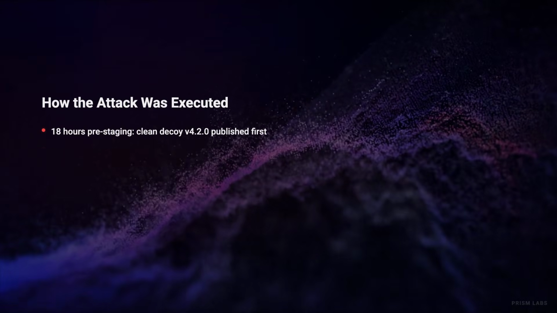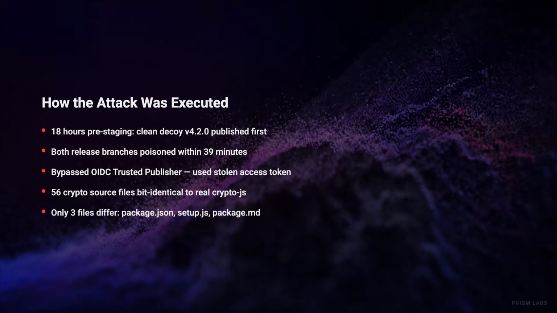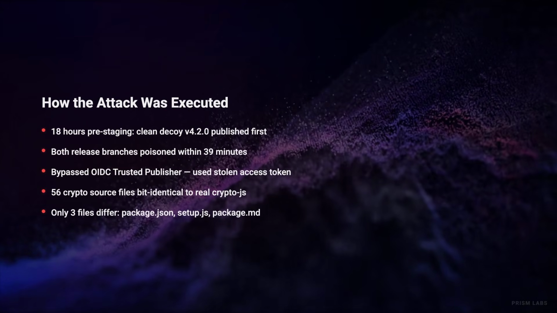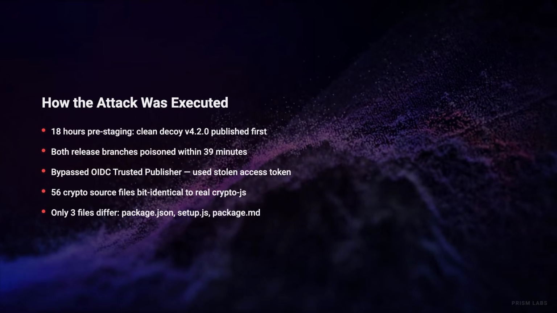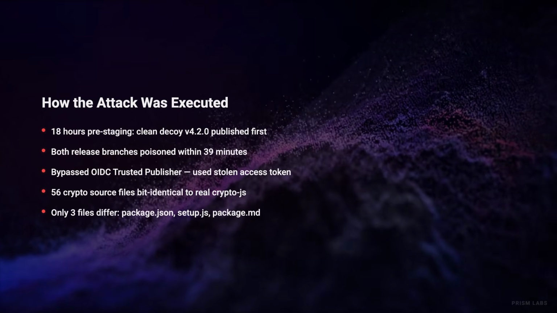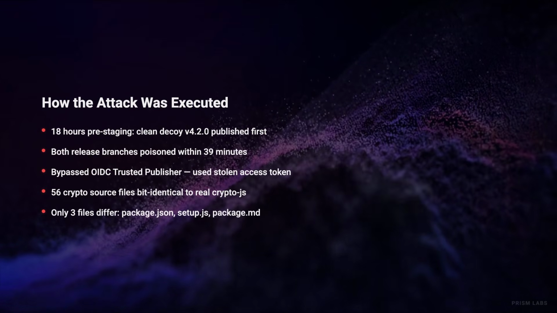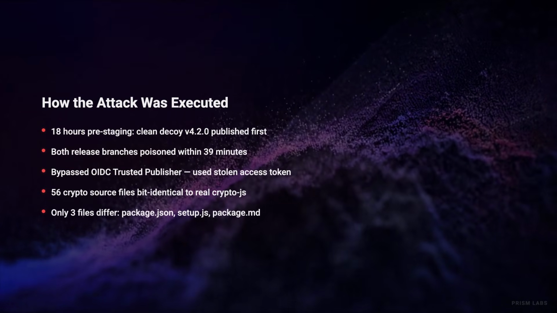This is one of the most operationally sophisticated supply chain attacks ever documented against a top 10 NPM package. The attacker didn't rush. They planned every step. They pre-staged the attack across a full 18-hour window. First, they published a clean version of plain-crypto.js at 4.2.0, a harmless decoy that establishes legitimate publishing history and avoids triggering brand new package alerts from security scanners.